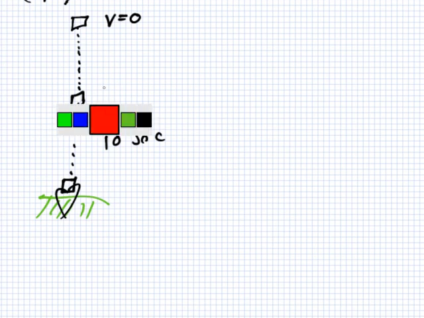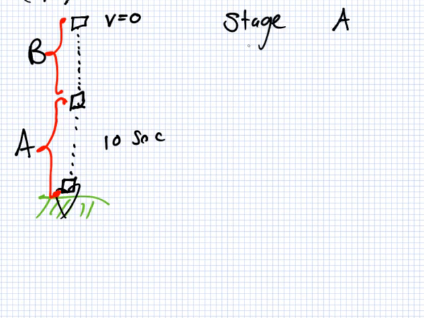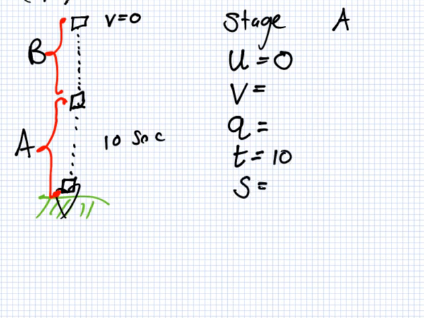So we're going to break this problem up into 2 parts. Part 1 is when the engine is on, and then part 2 is when there's no fuel left. Let's look at the first half. I'll call it A and B. So stage A. U is 0. V, we don't know. A, we don't know actually. T, we do know. What's the T? 10. And the S, we want.